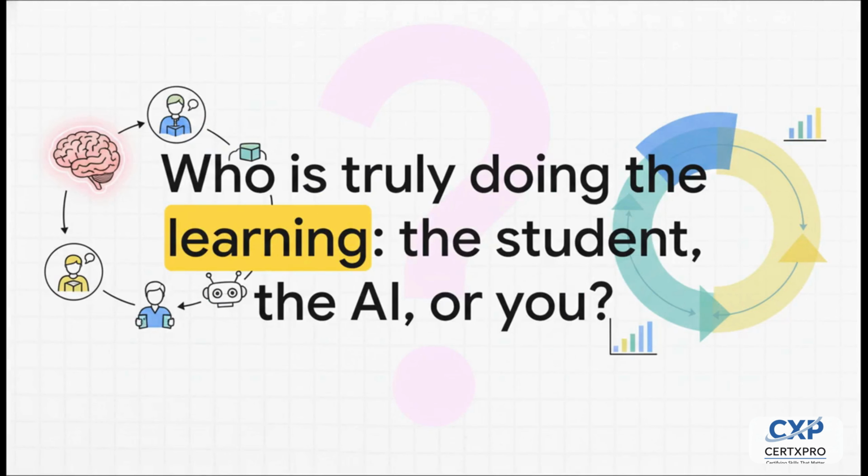Which brings us to a final, pretty deep question to leave you with. In this new world, with students, teachers, and AI all working together, when the lesson's over and you're looking at all that data, who is really doing the most learning? The student? The AI? Or could it be that with these new tools and frameworks, the biggest learning opportunity of all is actually for us, the educators?